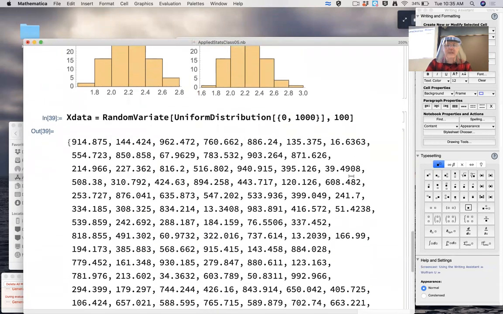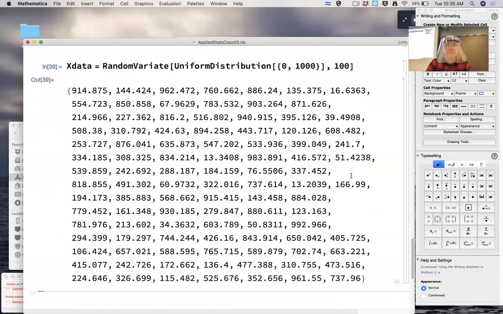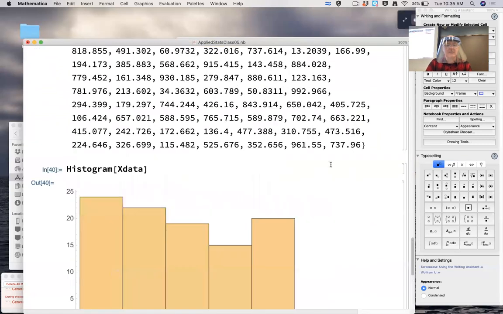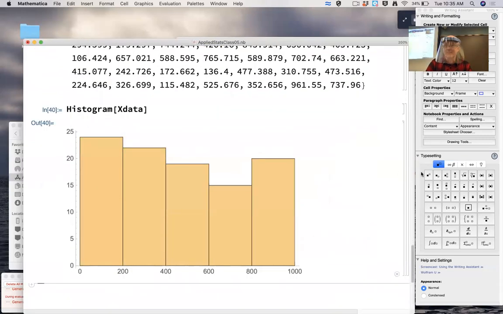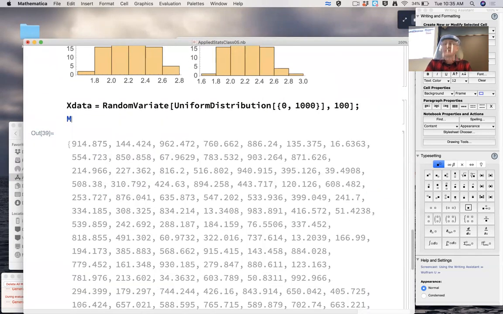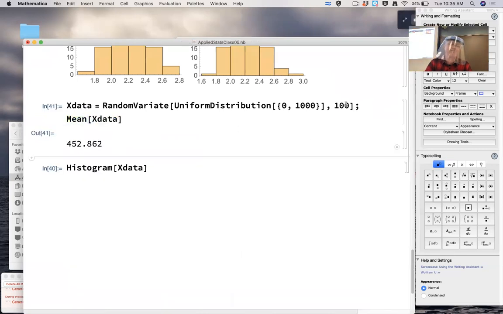So there's 100 X values that are uniformly distributed between 0 and 1,000. If you made a histogram, the X data should be fairly uniform, yeah. What's its mean? It should be close to 500. Run it again, one that does get closer to 500. You're going to do it until it's clearly close to 500. There we go.